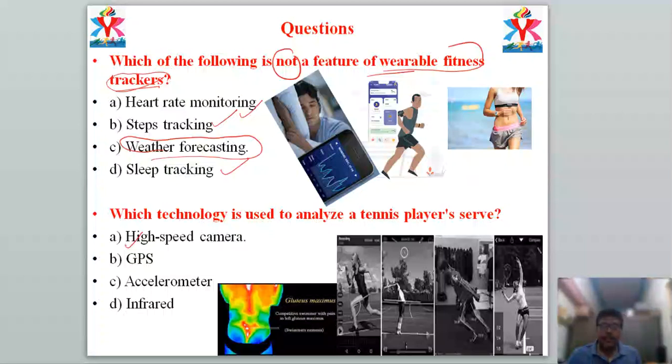There is an accelerometer. The accelerometer measures acceleration. Accelerometer measures the acceleration. Acceleration means the rate of change of velocity. Clear? The rate of change of velocity is known as the acceleration, and the accelerometer measures the acceleration. Okay. And infrared. Here you can observe this kind of infrared. Here, if you observe, this is called infrared.